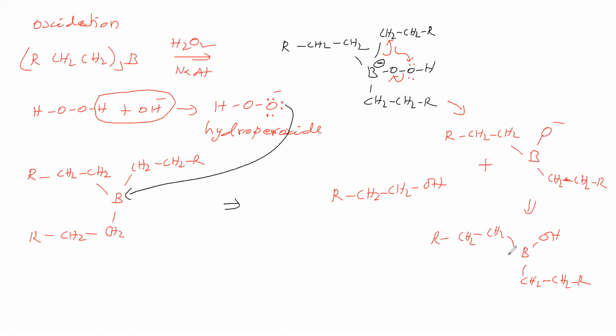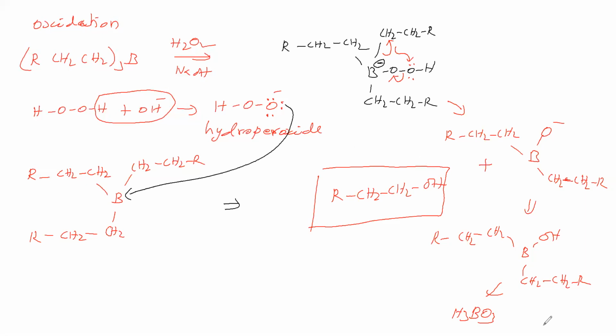Instead of this group, OH comes. In the same manner, finally this boron is converting into boric acid. So what we got is the product: this alcohol. That means boron is replaced by the OH group. Therefore, this step is called oxidation, we can say.